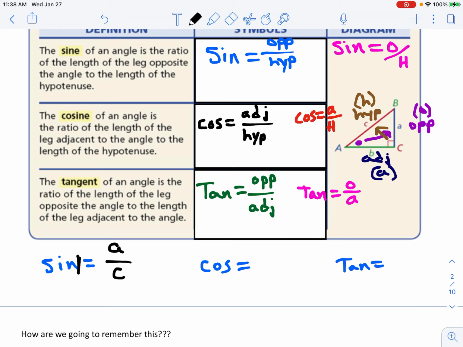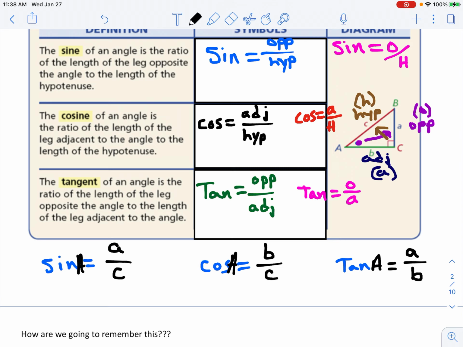If I was finding the cosine of angle A, this time I want adjacent over hypotenuse. So if you look at your picture, on the adjacent side was the letter B, on the hypotenuse was C. Well, if it wants us to find the tangent of angle A, tangent is O over A, opposite over adjacent. You'll notice on the opposite side had letter A, on the adjacent side had letter B.